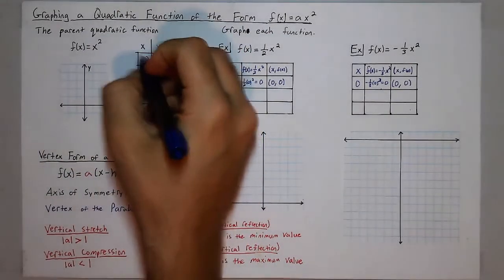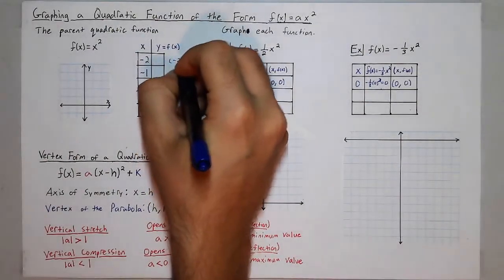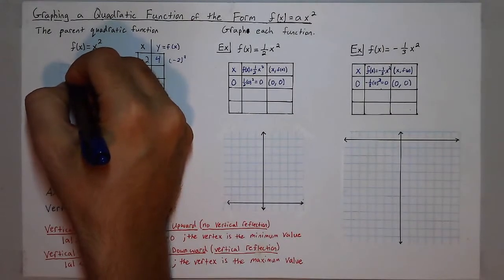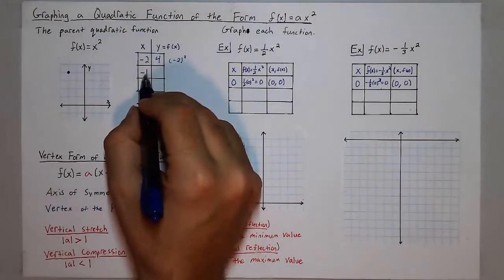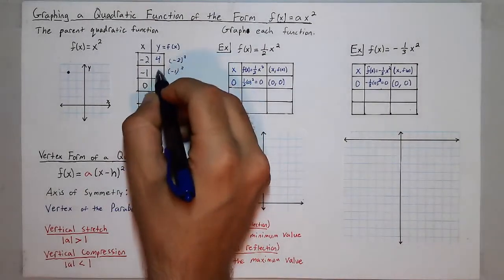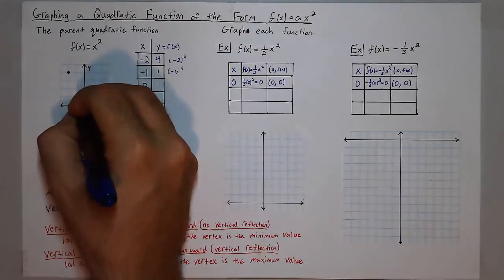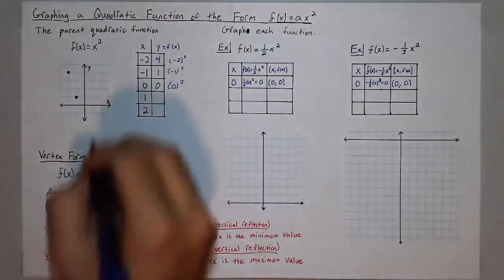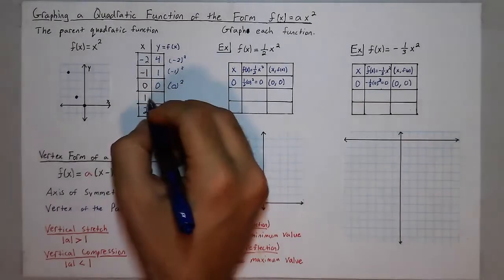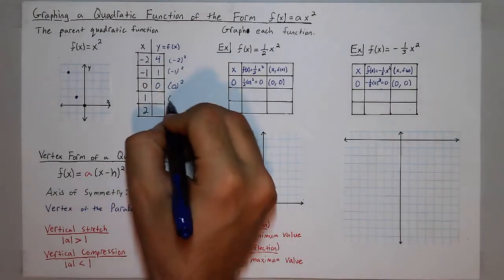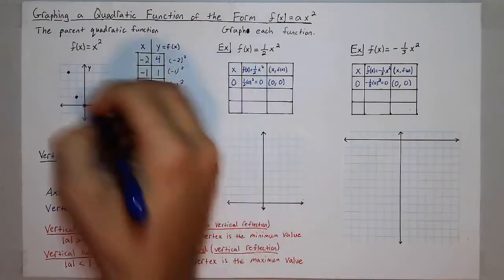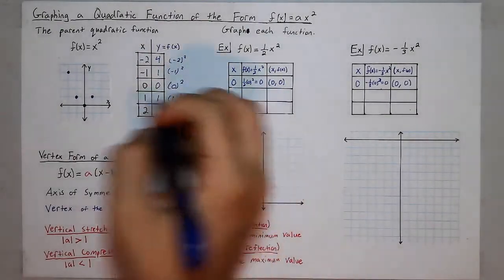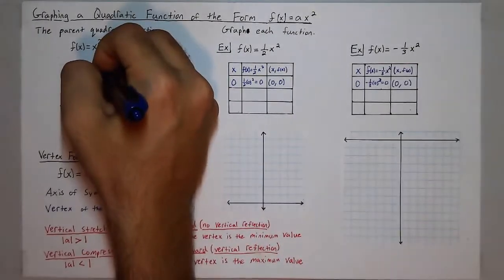So first I'm going to plug in -2 into the function. So -2 squared would give me 4. So I'll go to -2, 4. Then -1 squared, which is 1. So -1, 1. Then 0 squared, which is 0. So 0, 0. And then 1 squared, which is 1. So 1, 1. And 2 squared, which is 4. So 2, 4.